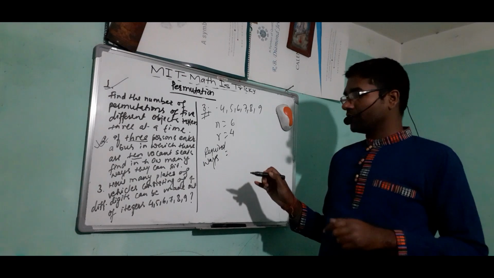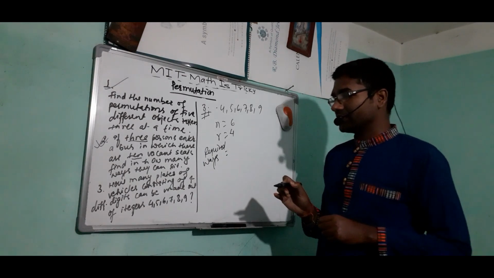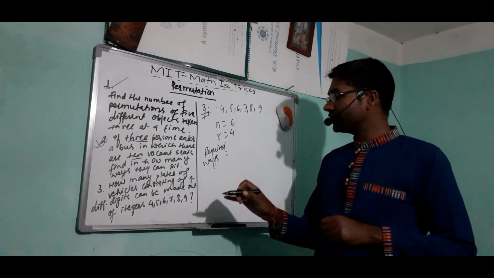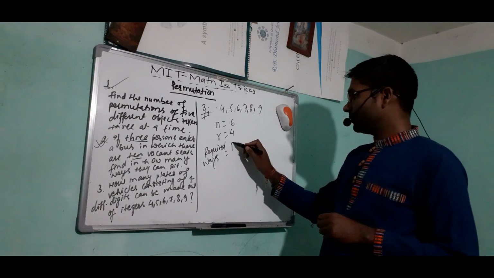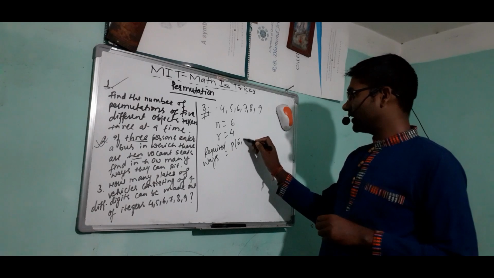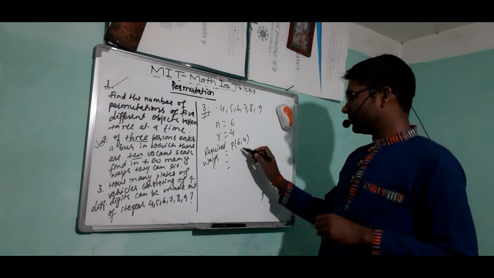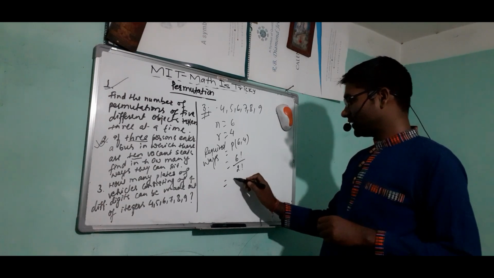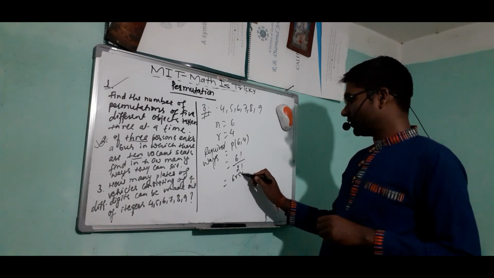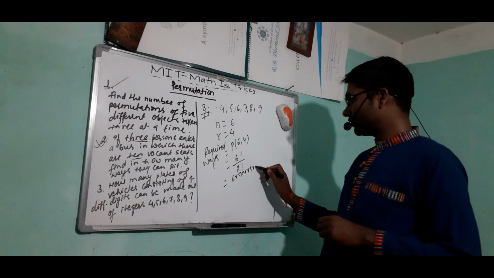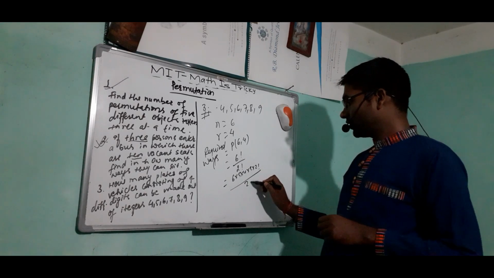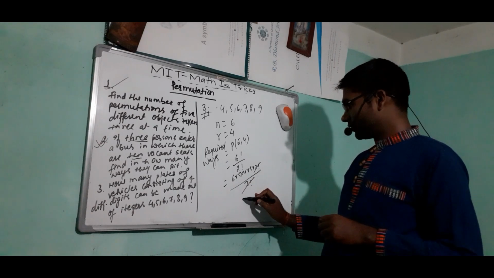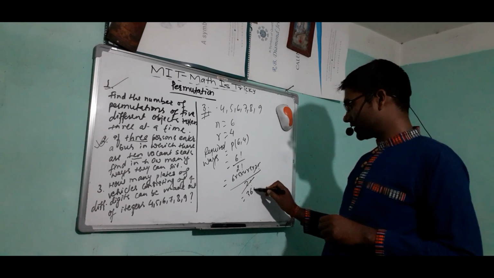That means we have to make number plates of 4 digits. So it will be simply P(6, 4). So the answer will be 6 factorial by 2 factorial, which can be written as 6 into 5 into 4 into 3 into 2 factorial by 2 factorial, which gives here 30 into 12, it is 360.